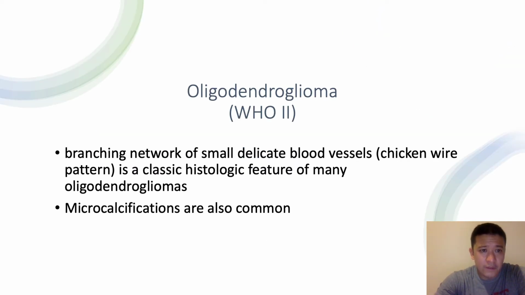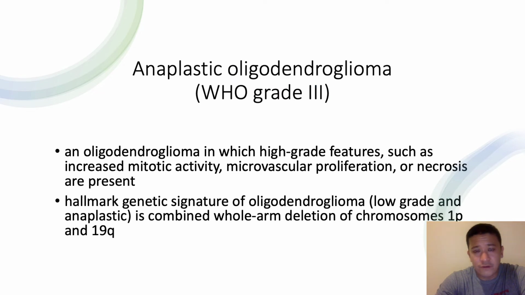So oligodendrogliomas have branching networks of small, delicate blood vessels, otherwise known as a chicken wire pattern, which is its histologic feature. And microcalcifications are also known within the tumor. So for the WHO grade 3 type of oligodendroglioma, the anaplastic oligodendroglioma, it just has high-grade features and shows increased mitotic activity with microvascular proliferation or necrosis.